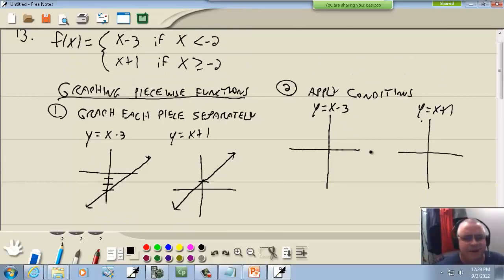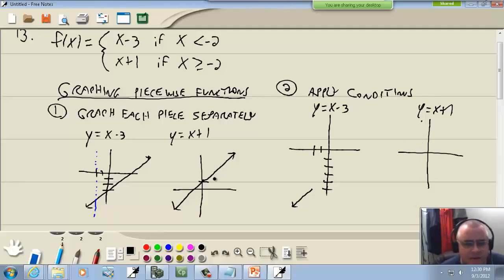Okay, so it looks like x minus 3. Looks like this one right here when x is less than negative 2. So what I'm going to do is take this, and it's like we have an invisible line here at negative 2. And we're going to erase either the left side or the right side. Well, this tells us to keep when x is less than negative 2, so I'm going to keep the left side. That's where it's less than. So I'll keep that piece right there.